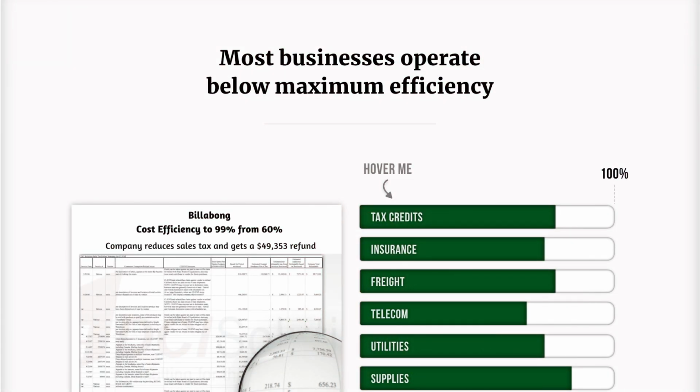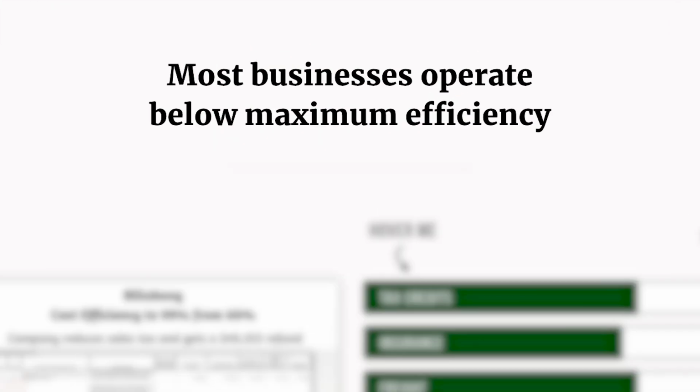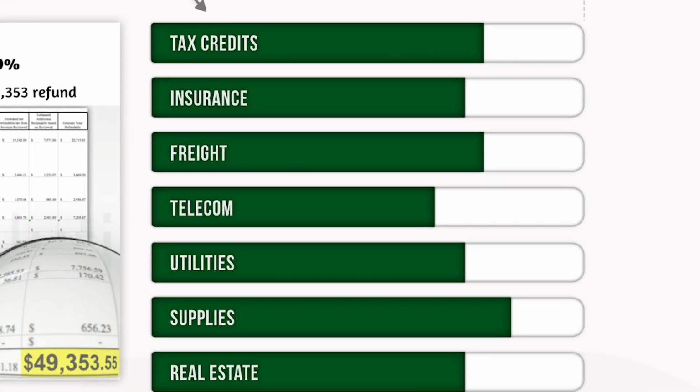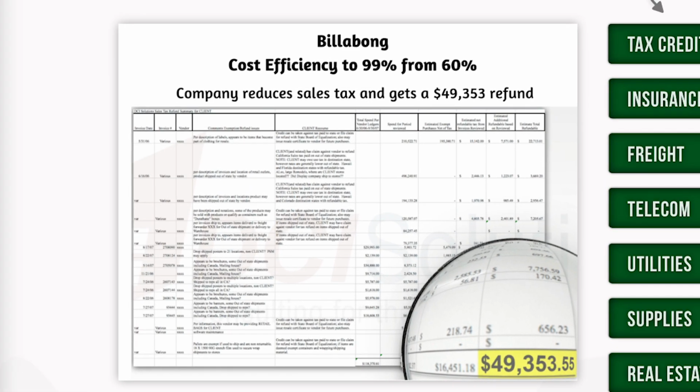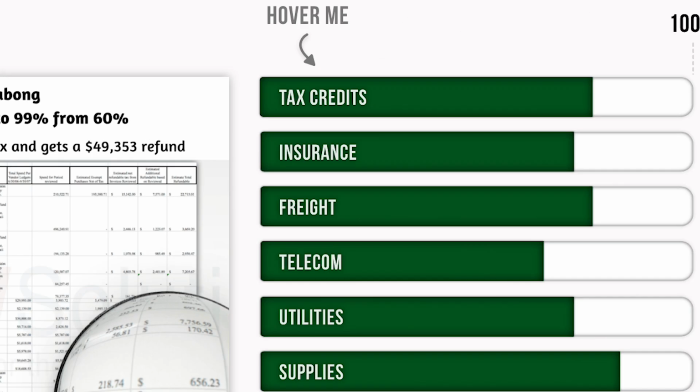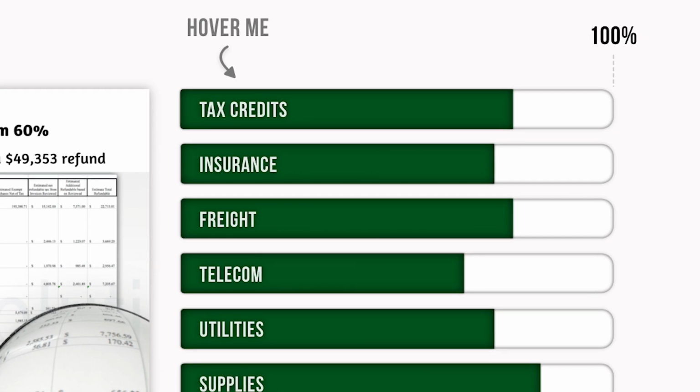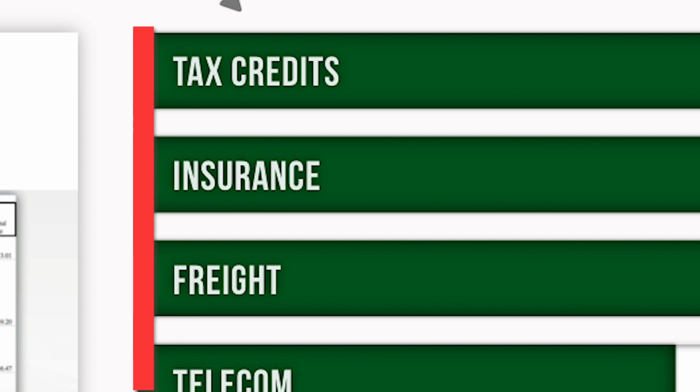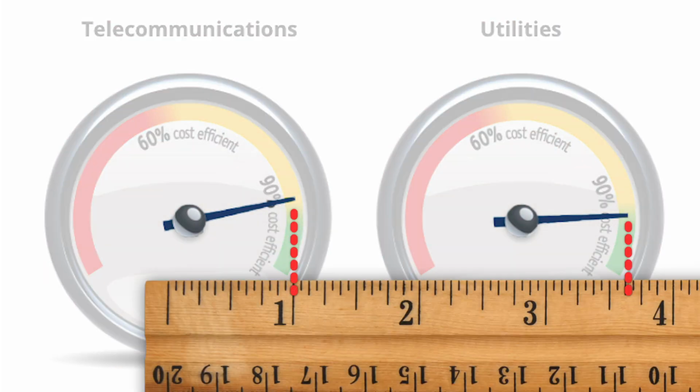I came up with this instead. Most businesses operate below maximum efficiency, and then a list of bar graphs. I would simplify the appearance of these case studies as well, but let's just focus on these bar graphs. This design is going to be easier to understand because of two main reasons: the closer proximity between each element and the linear alignment.